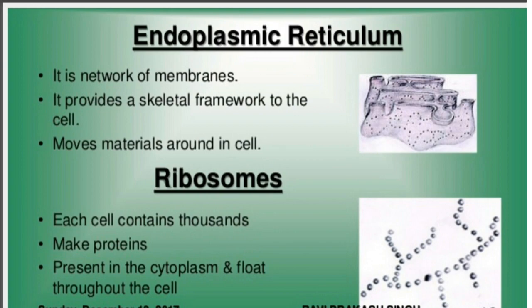Then we have ribosomes. These ribosomes are very small spherical bodies. They are not enclosed by any membrane. They help in protein synthesis. It means for synthesizing proteins we require ribosomes. They are present scattered in the cytoplasm or attached to the endoplasmic reticulum. Their nickname is protein factories. Ribosomes are called protein factories.